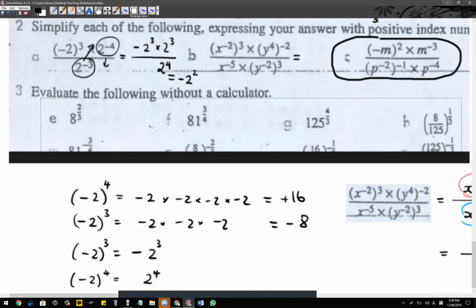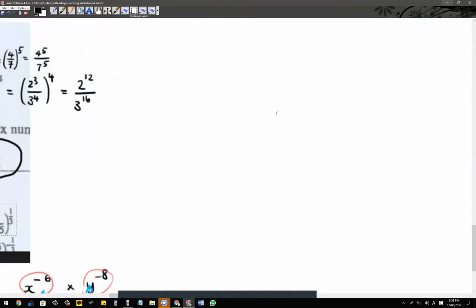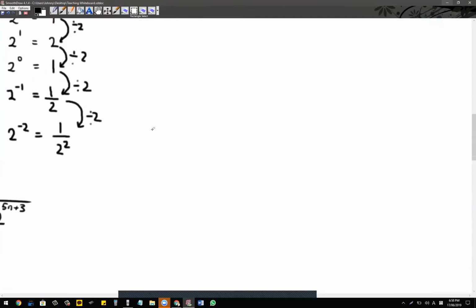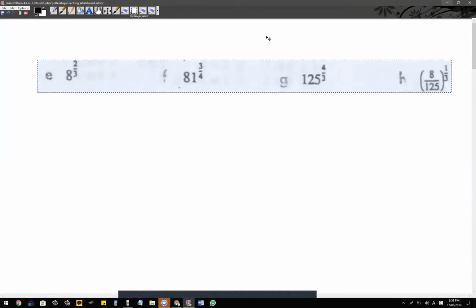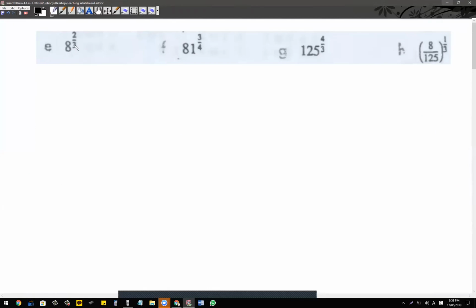So it's actually cut short a little bit. So we're going to now talk about fractional index. You can do things like this without any calculator. So I'll show you something.